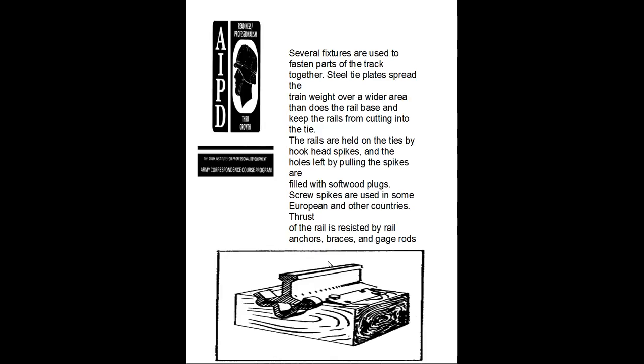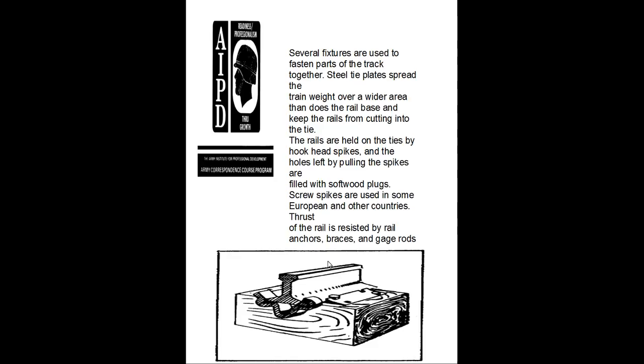Several fixtures are used to fasten parts of the track together. Steel tie plates spread the train weight over a wide area, more than the rail base does, keeping the rails from cutting into the tie. The rails are held in the tie by spikes, which have a head hook.